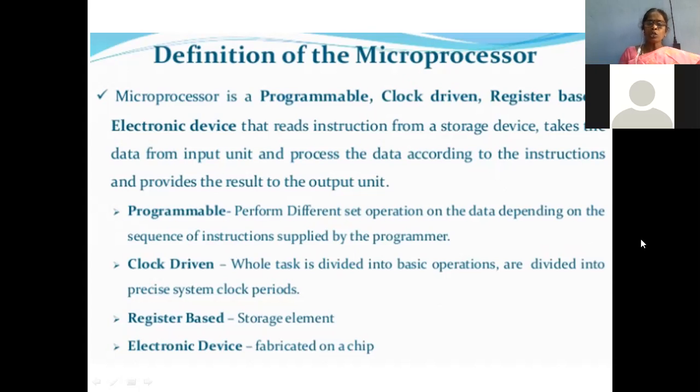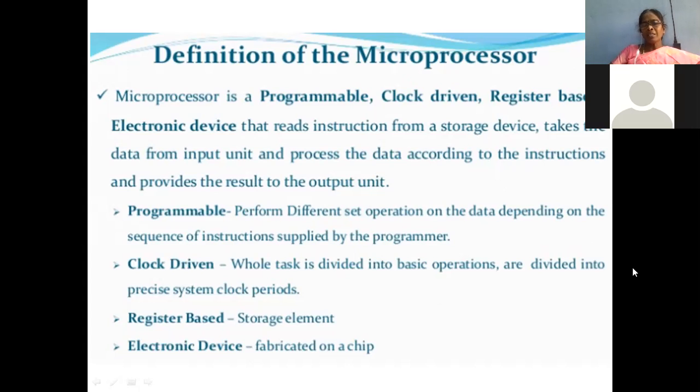So when we execute these instructions one by one, we are able to perform a particular addition, arithmetic operation, multiplication operation, reading the input or writing the output like that. Right. And the next one is clock driven. So here this whole task is divided into basic operations.